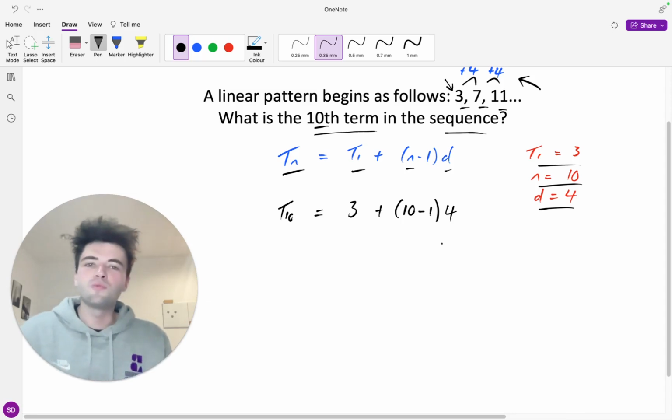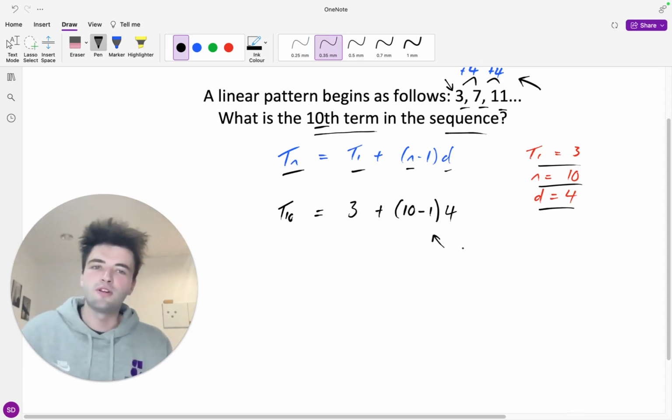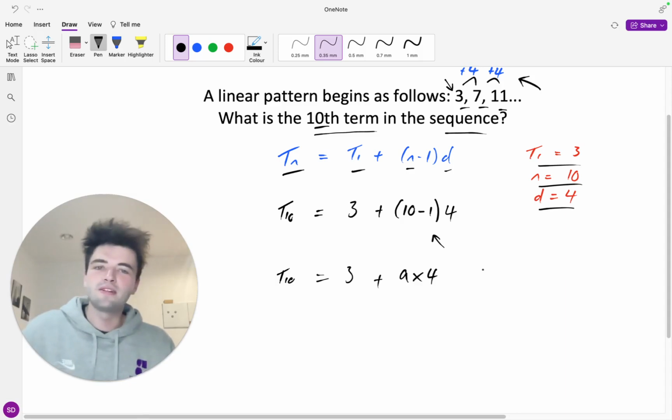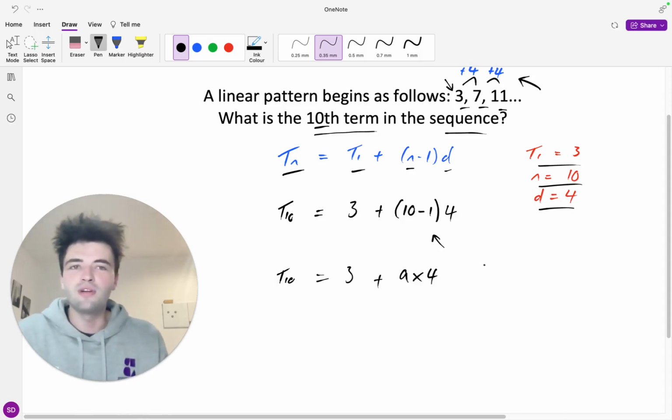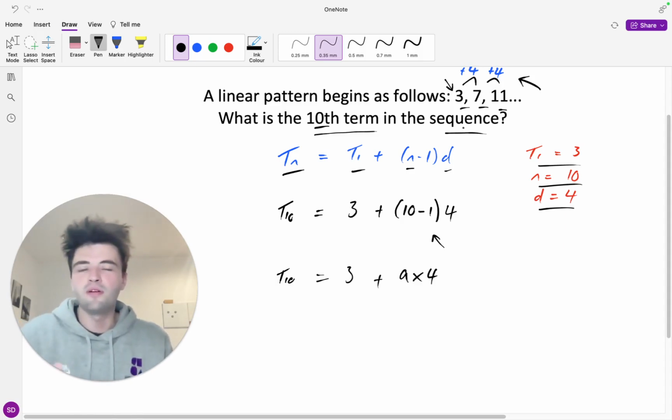And so if you think about it, what we're doing here is we're just taking the first term of the sequence and we're multiplying 4, which is the difference, by the number of additional terms that we're looking to add on. So if we simplify this a bit further, we're going to get down to 3 plus 9 times 4. And this makes a lot of sense if you think about it, because we just have our first term being 3, then each term we want to find after that, we just need to multiply by whatever number times 4.